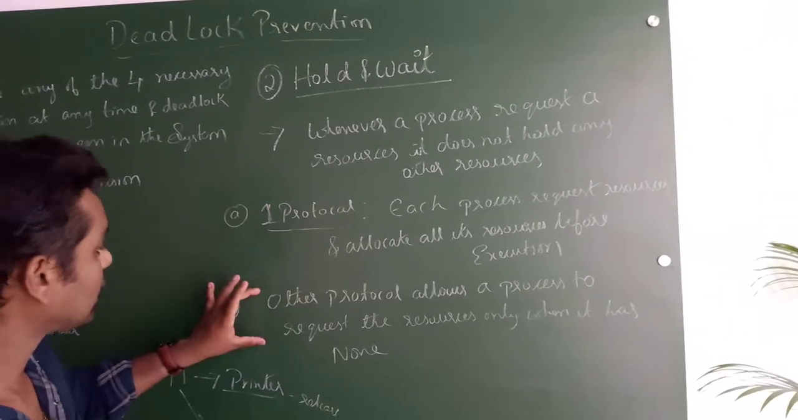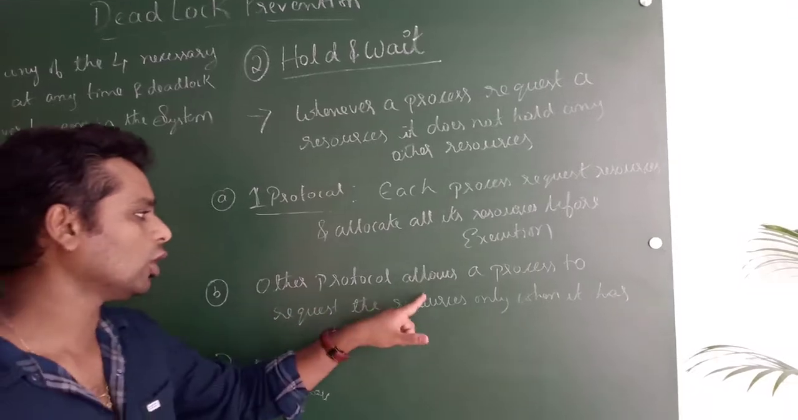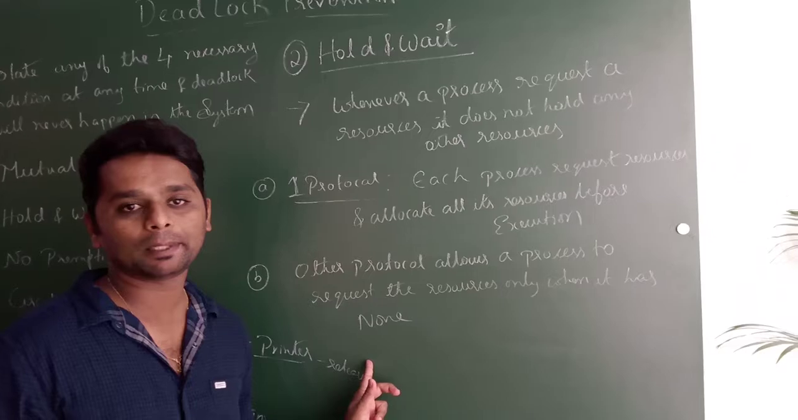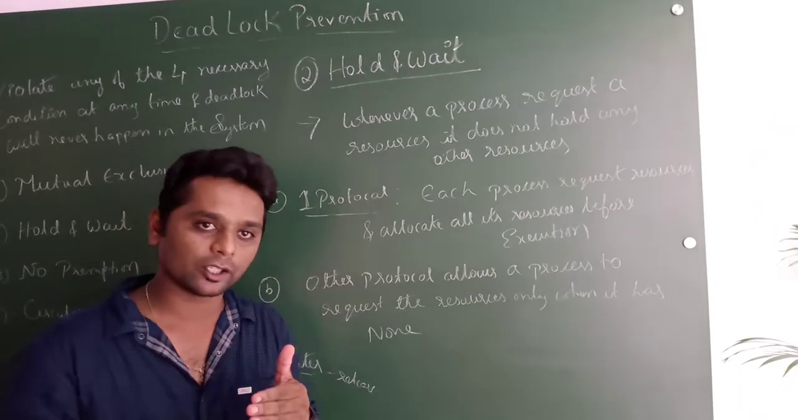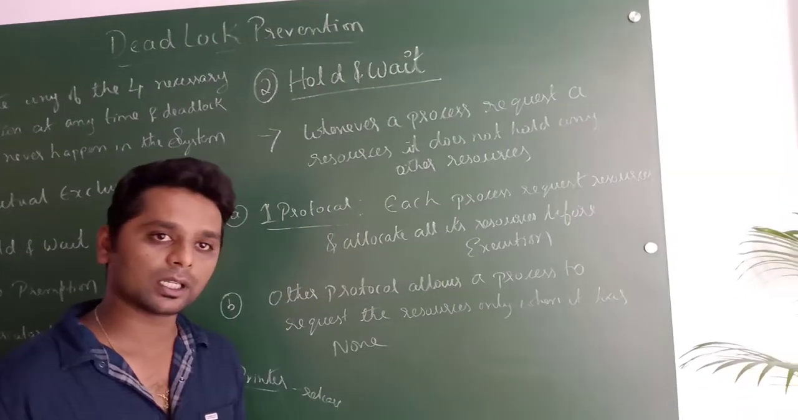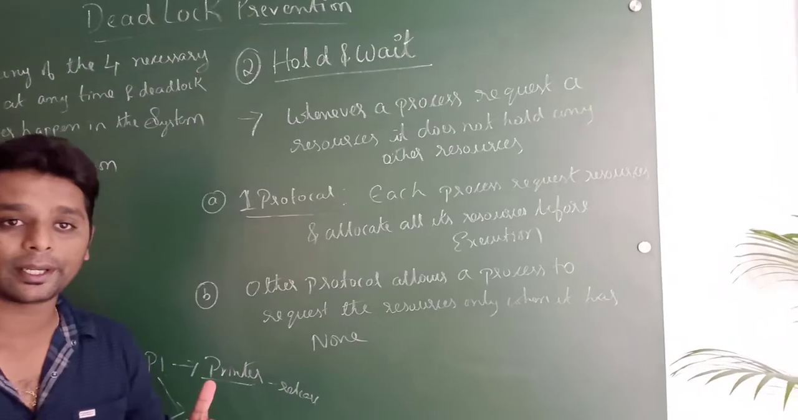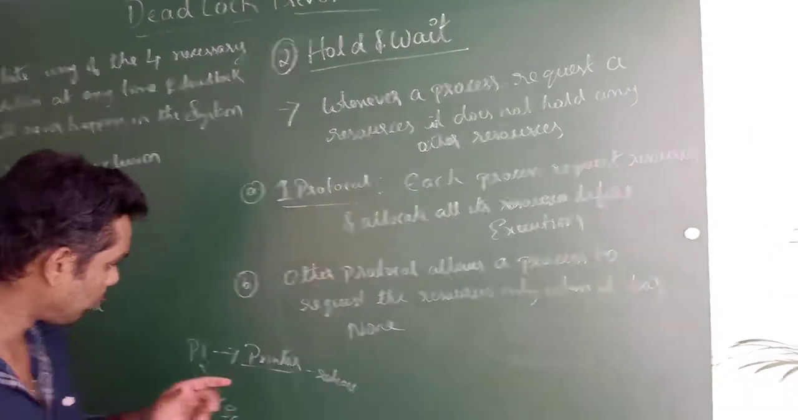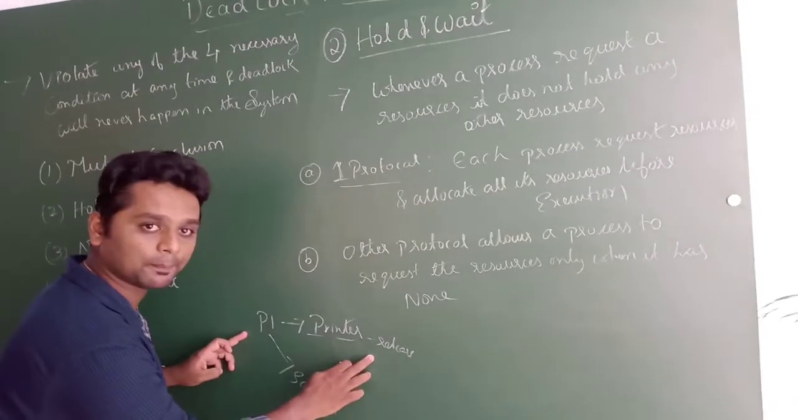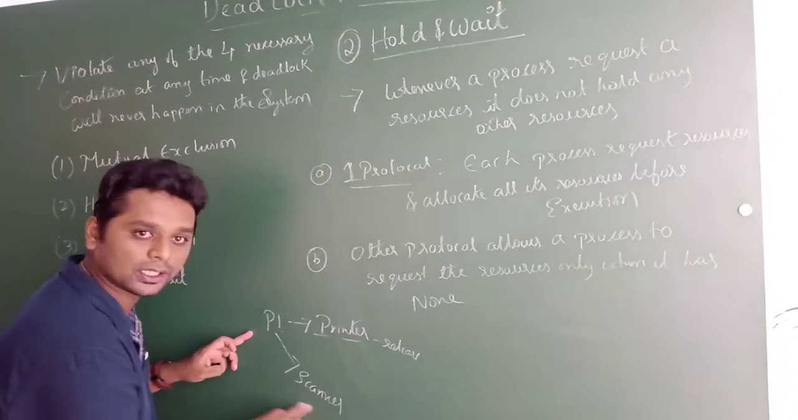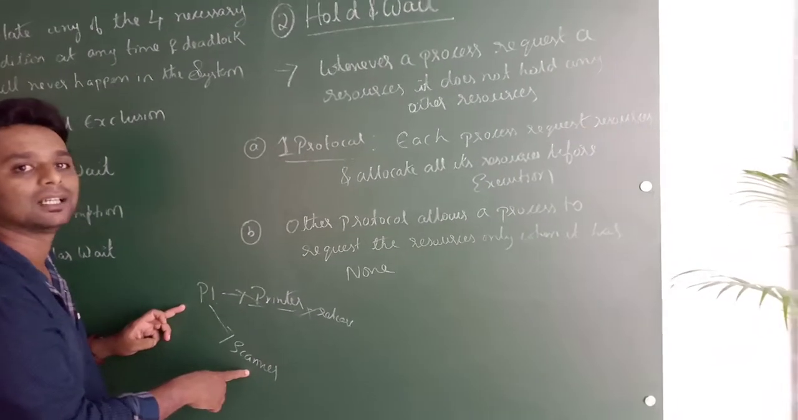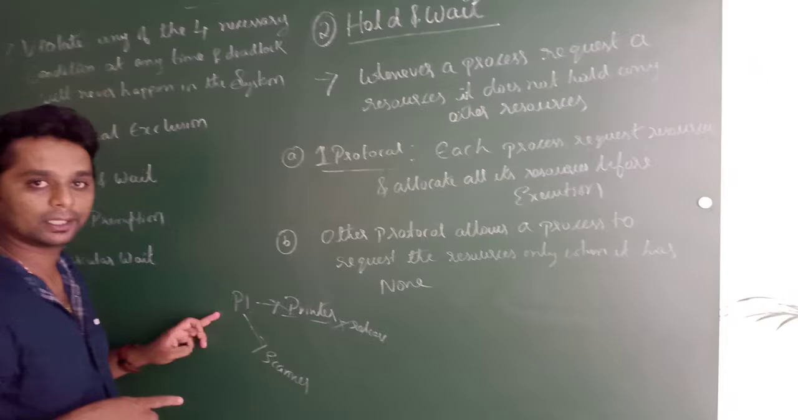That's the first one. The second one is that the other protocol allows a process to request resources only when it has none. A process can request resources and use them, but before requesting additional resources, it has to release the currently allocated resources. Suppose I have requested a printer and am using it. Before requesting additional resources, that is the scanner, I should release the printer. Then only I can request the other resources. Hope you are clear with hold and wait.